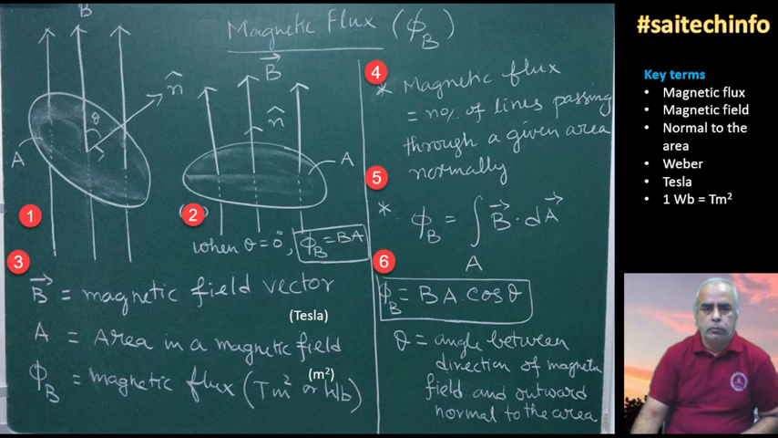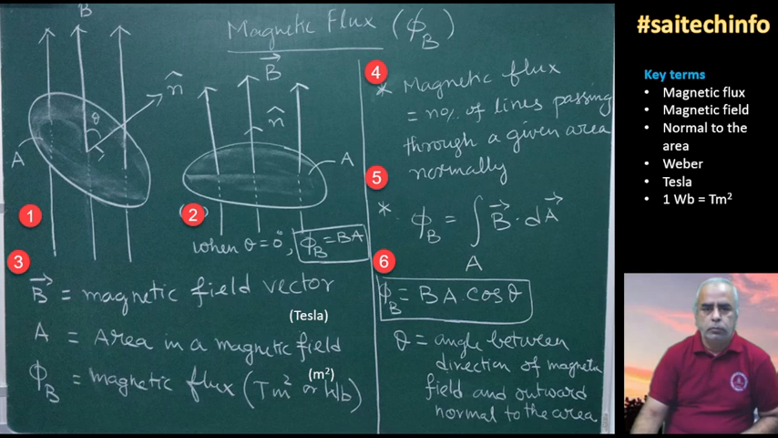Magnetic flux. Magnetic flux is represented by phi B. Magnetic flux is nothing but the number of magnetic lines passing through a given area normally. That is known as magnetic flux.